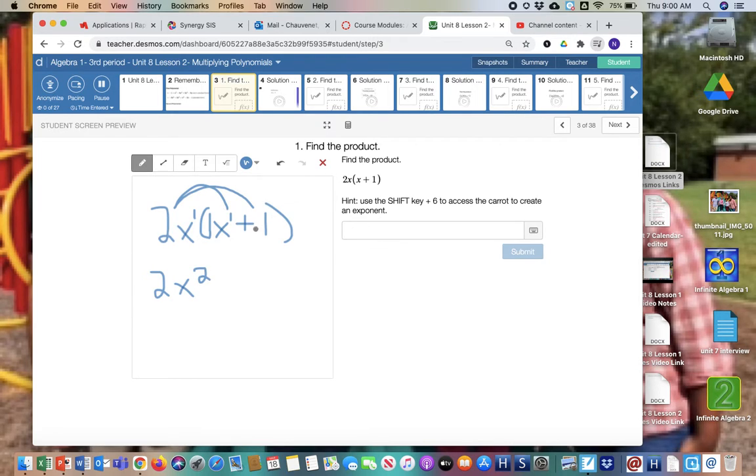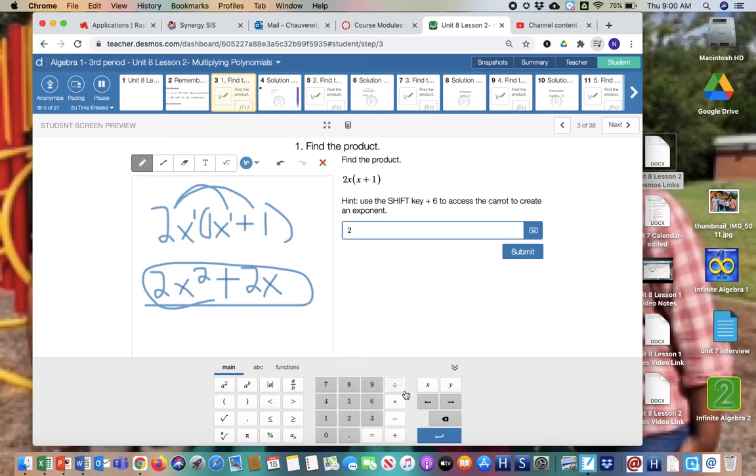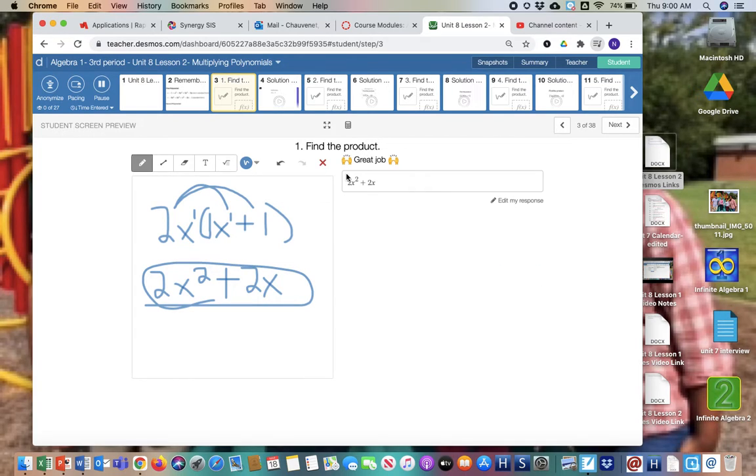All right, and then 2x squared times 1, well, anything times 1 is just itself. And then that's in standard form. Highest exponent first, then the next exponent. Okay, so now I'm going to write that answer as 2x squared plus 2x. Alright? And I know I got it right.